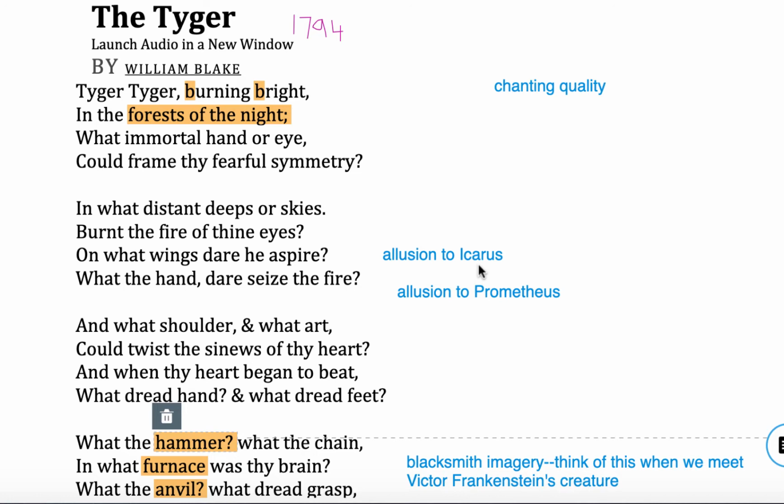Many poems are also about themselves. They're self-referential, and this poem is incredibly self-referential. When he talks about God or when he talks about the creator, he also could be talking about himself as the poet.